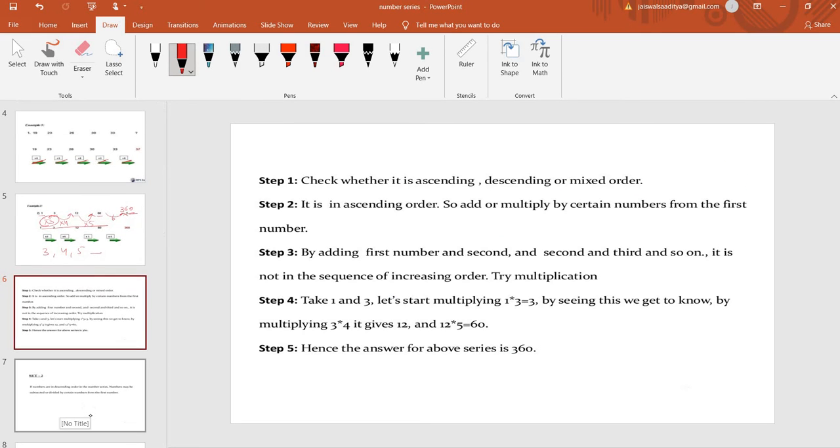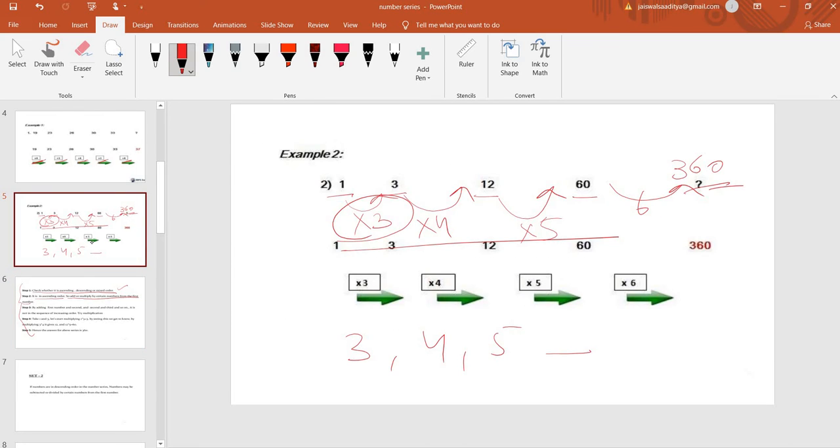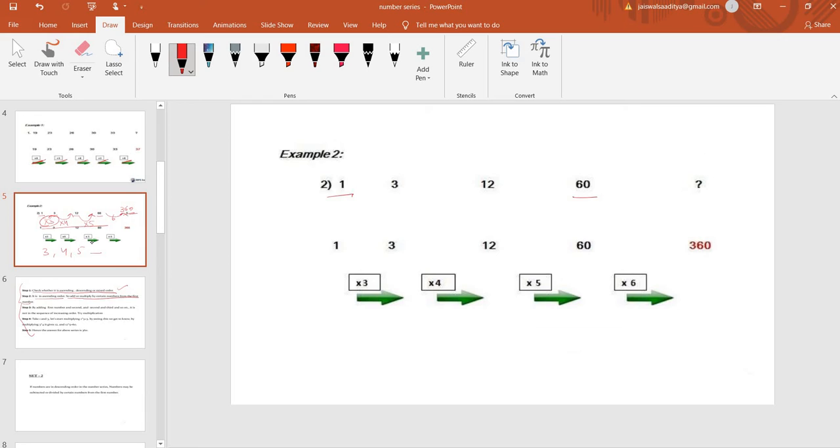This is the step written: check whether it is ascending, descending, or mixed order. You have checked that it is ascending order, so add or multiply by a certain number from the first number. What we did: we checked it's ascending order, not descending order. Then we multiplied with some number so that we can get this number.